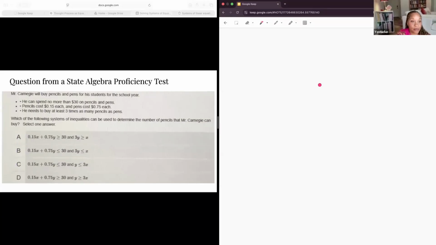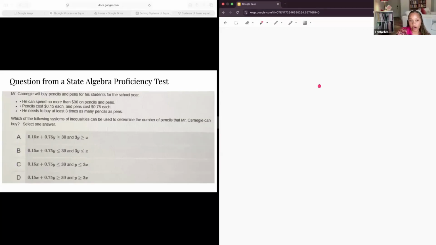First of all, we've got to pick variables. Which letters do we want to use? Which one is going to be pencils? Which one is going to be pens? Then we have to model the situation, describe the relationships with numbers in equations, or in this case, inequalities. And then lastly, we actually don't have to solve here. They just want us to pick the equations.